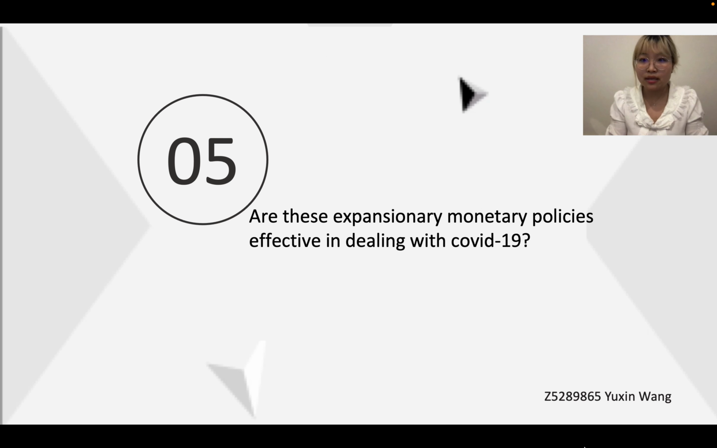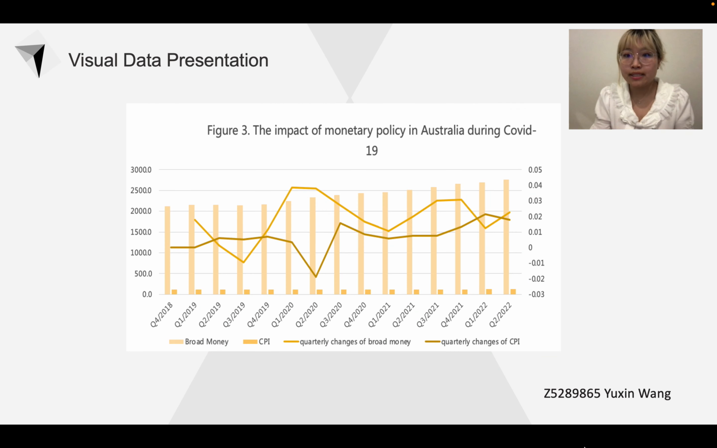I know that the Australian government also adopts other fiscal policies to deal with COVID-19, but the primary goal of monetary policy is to maintain the inflation rate at 2% to 3%. Therefore, we can look at Australia's inflation rate here. The inflation rate is calculated based on the monthly CPI data published by ABS. The dark brown line is the change of CPI, that is, the inflation rate.